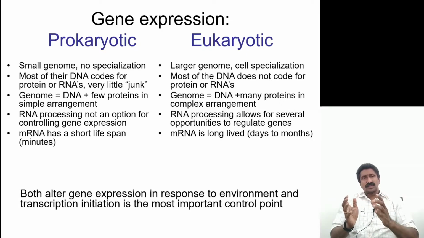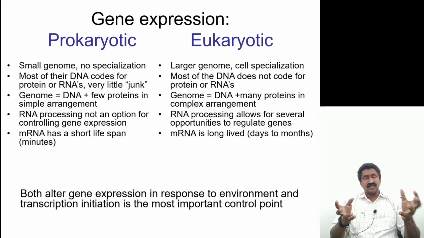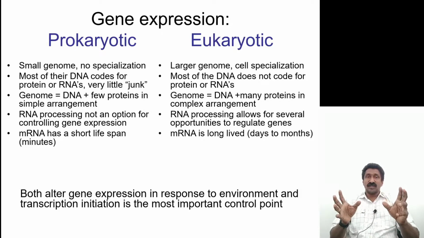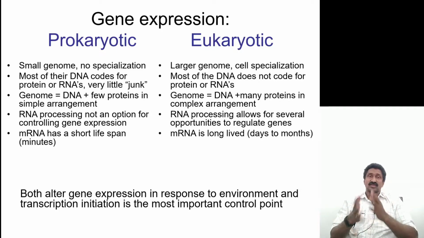So in both eukaryotes and prokaryotes, there is gene expression in response to the environment, and transcription initiation is the most important control point in both eukaryotic and prokaryotic systems. Their gene expression is well regulated by internal or external environmental factors which stimulate gene expression, and there are various control points at the initiation of transcription in both eukaryotes and prokaryotes.